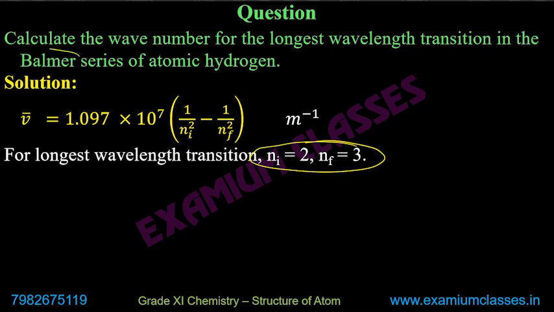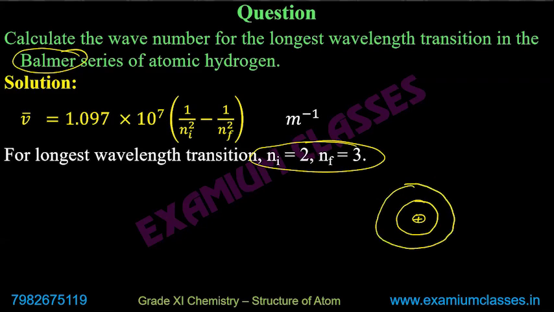Because we are talking about the Balmer series, which is when it is n equals 2. This is n equals 1, this is 2. The shortest transition for the Balmer series is from n equals 2 to n equals 3.